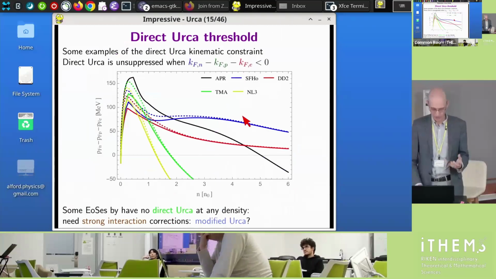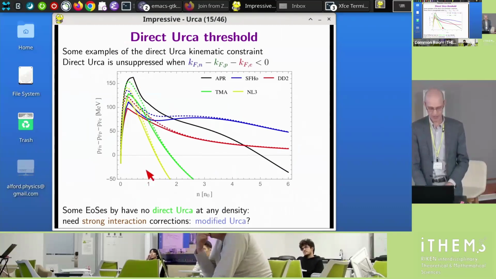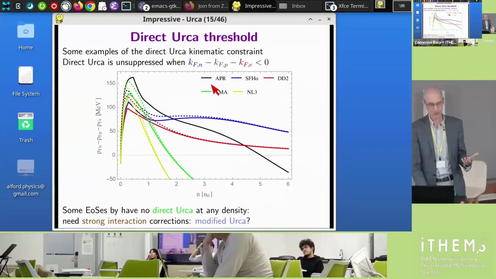So yes, I said different equations of state have different direct Urca thresholds. Here are some examples. This is that momentum deficit. When it's positive, direct Urca is forbidden. When it's negative, down here, direct Urca is allowed. And these curves are for different equations of state, some pretty standard, well-known ones.